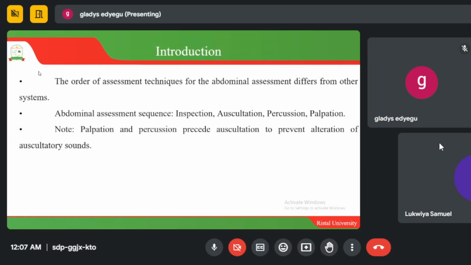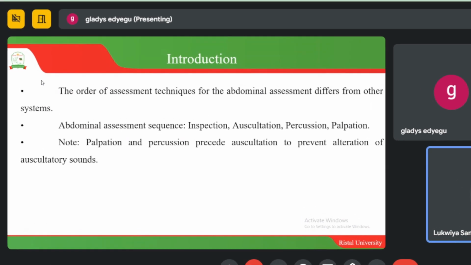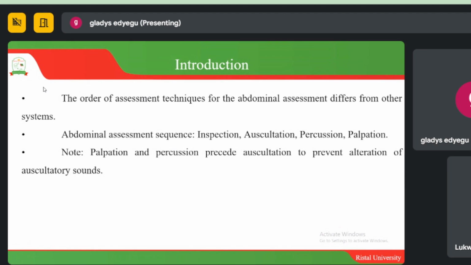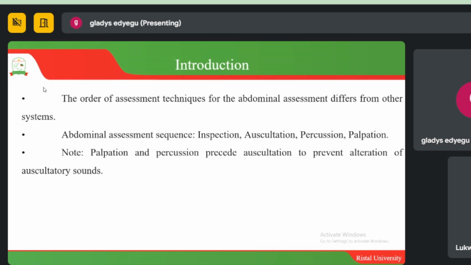As the course unit or the subject, this evening we're going to look at abdominal assessment. And for abdominal assessment, we need to see different things in relation to the techniques of assessment.